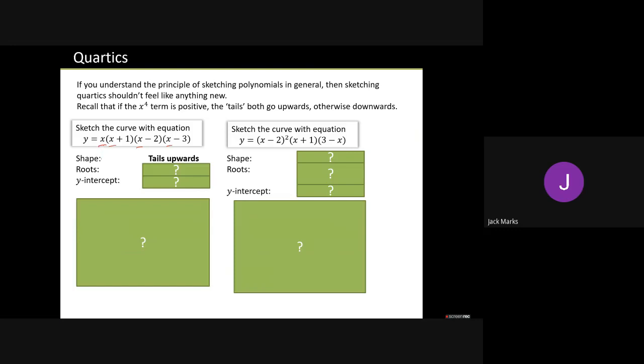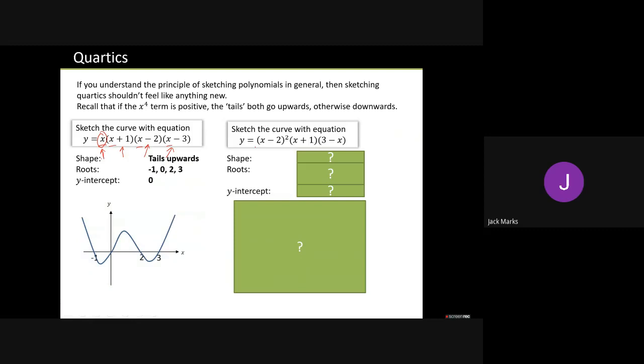Roots are done by looking at the factorized forms or factorizing sometimes yourself. So 0, -1, 2, and 3. These are all regular roots. The y-intercept is by multiplying all of the numbers. Careful here though, one of the numbers is 0. Okay, there is a 0 here. So we can draw this one.